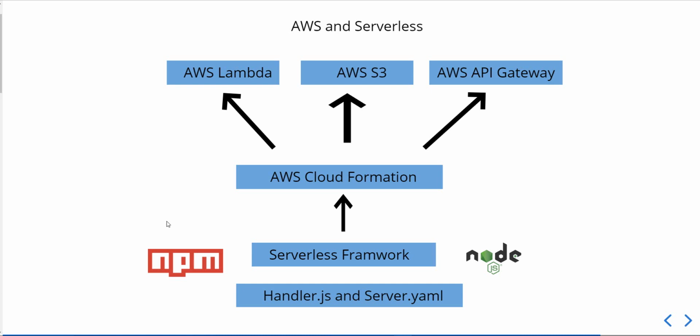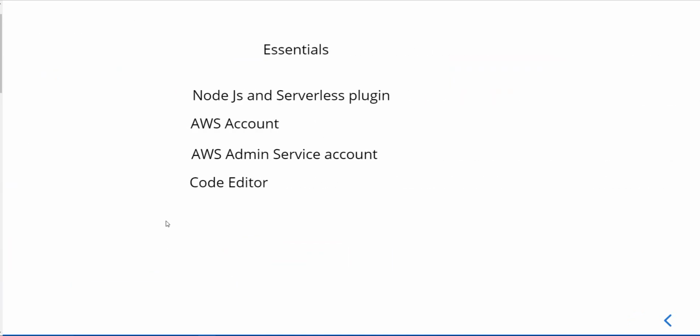So what do we need to deploy a serverless service to AWS? The first thing is Node.js and the Serverless plugin, an AWS account with access to the AWS Management Console, and an AWS admin service account to publish our business logic and infrastructure code to AWS, and a simple code editor. So without wasting any more time, let's go ahead and get started on building our first serverless service.